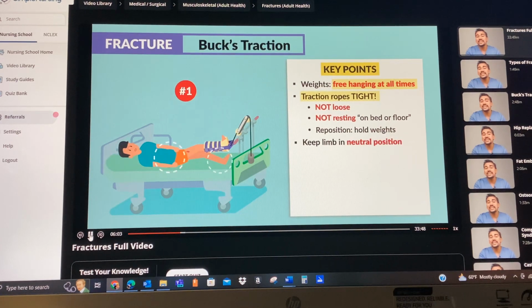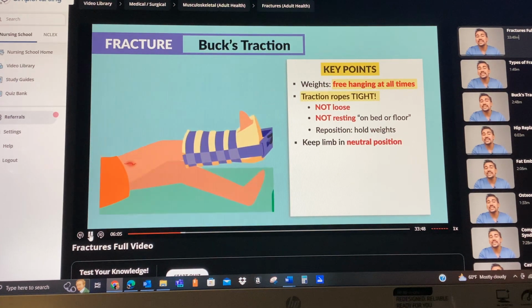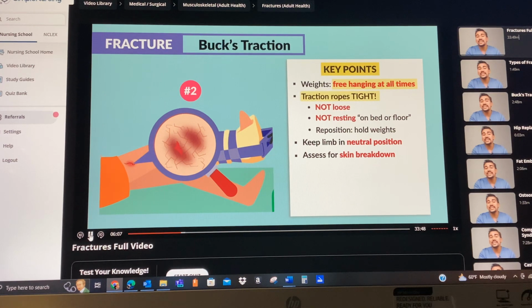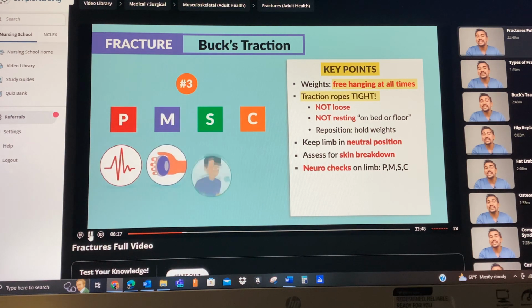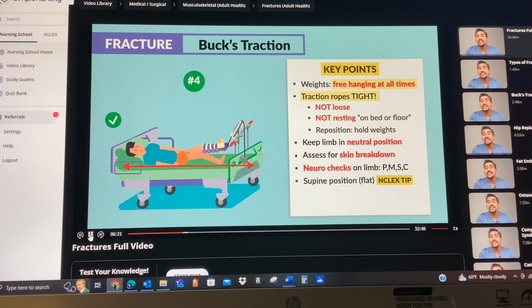Next is keeping the limb in neutral position. And we always assess for skin breakdown. Huge risk for skin breakdown with the Bucks traction. Next is frequent neuro checks on the limb using PMSC: pulses, motor, sensation, and cap refill. And lastly is supine position, always flat.